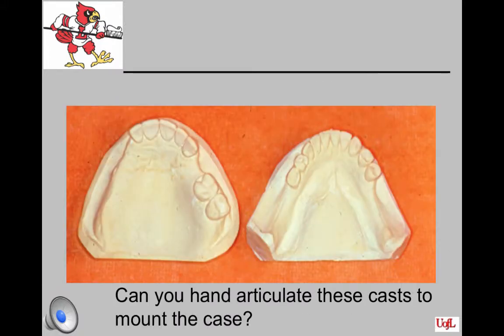Here is a clinical patient who you can see from the two casts that they don't have a chance of being put together and they will sit stably while you mount the case. This one definitely demands occlusion rims to mount the set of diagnostic casts.